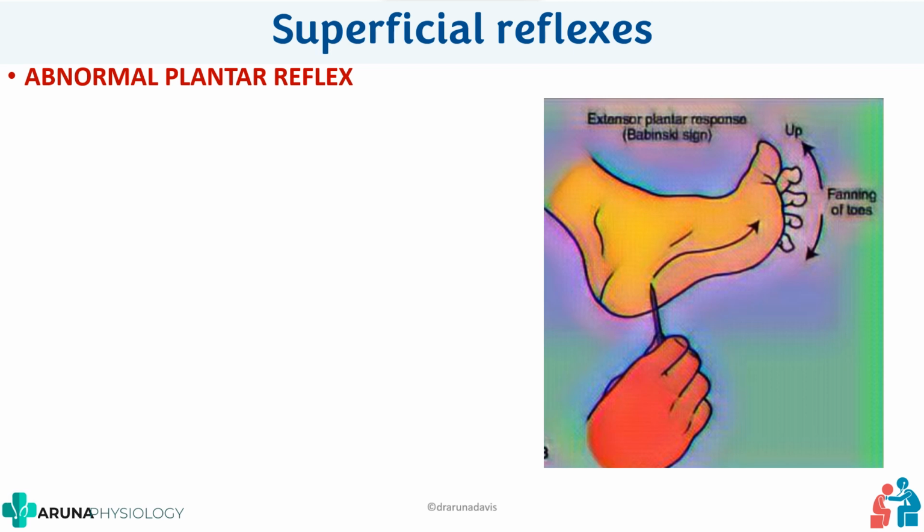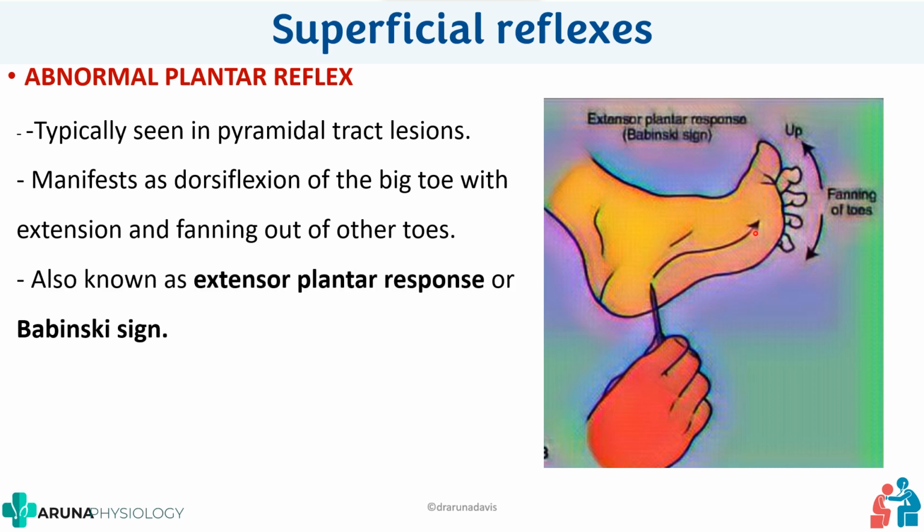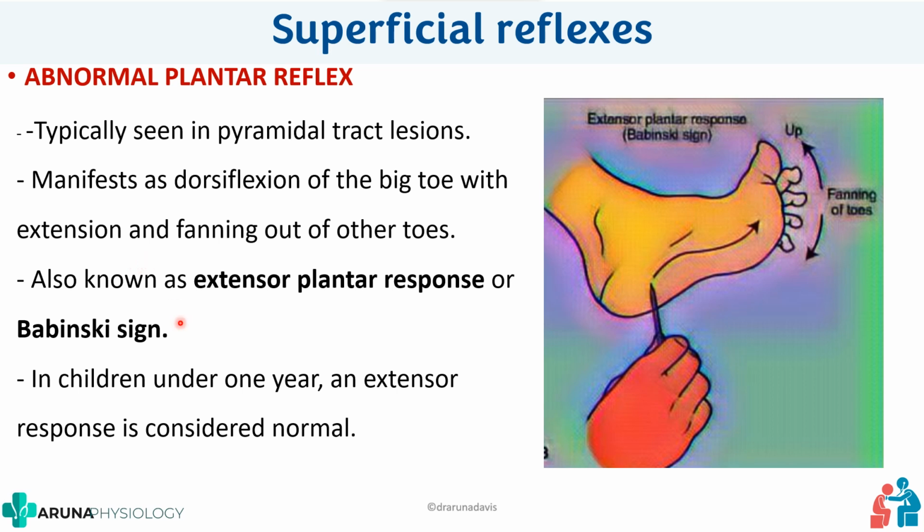Now you also have to know about the abnormal plantar response. What is the abnormal plantar reflex? This is typically seen in pyramidal tract lesions, in which there is dorsiflexion of the big toe, along with extension and fanning of the other toes. All the toes have extended and are fanned out. That is why this is also called the extensor plantar response, or the Babinski sign. The only other condition where this extensor plantar response is considered normal is in children under 1 year. So all these are the points you have to know about the plantar reflex.